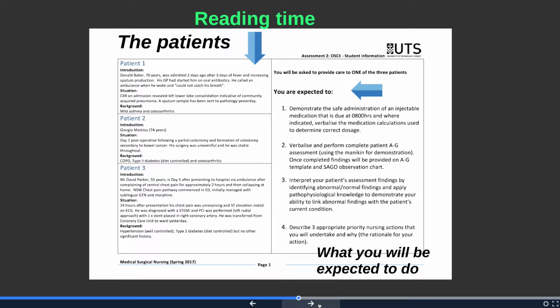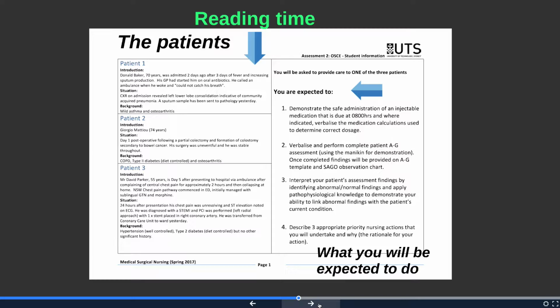Patient 1, his name is Donald Baker and he's 70 years old. He has a diagnosis of community-acquired pneumonia. Patient 2 is Giorgio and he is day 1 post-op following a partial colectomy and formation of a colostomy, secondary to bowel cancer. And patient 3 is a patient that's been transferred to the ward after he was diagnosed with a STEMI and had a PCI performed.